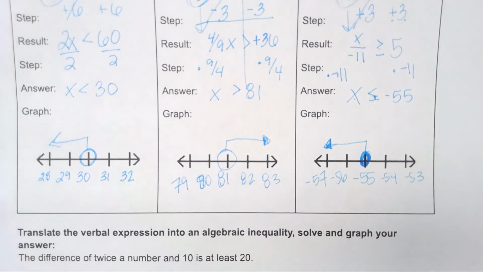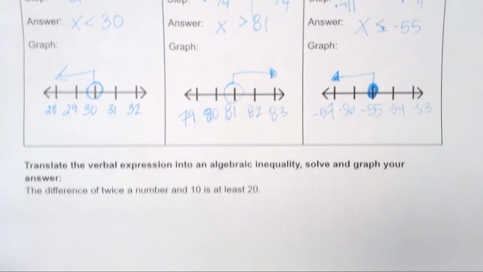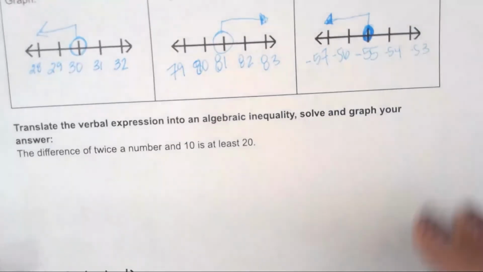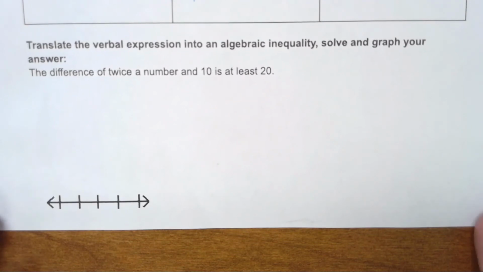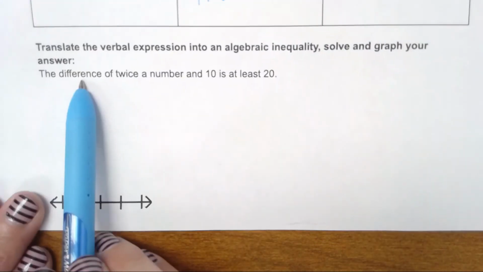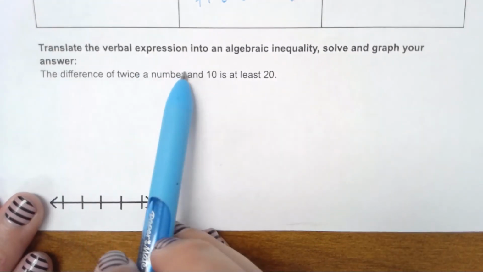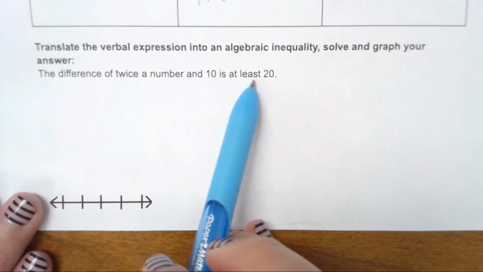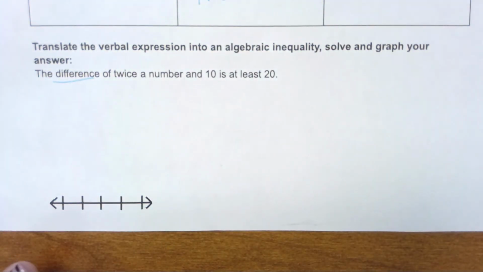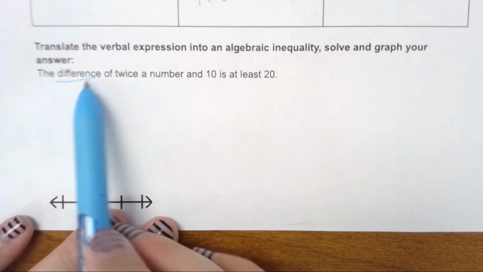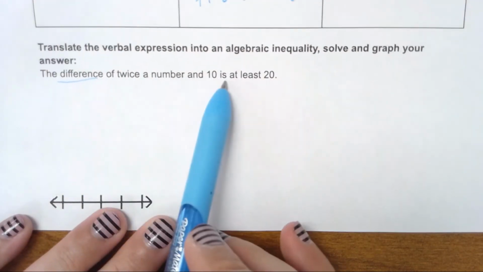Alright, and the last thing on this page is I am going to translate the verbal expression into an algebraic inequality and then solve and graph the answer. So let's just read it first. So this says the difference of twice a number and 10 is at least 20. So the first thing I see here is the word difference. So remember, difference means that we are subtracting. So it's the answer of a subtraction problem. So we are taking the difference of twice a number and 10.